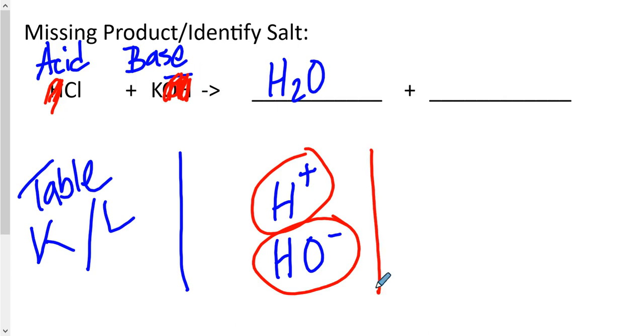That's how we form H2O. But what is the salt that we're missing? Look at the other elements that we're missing. We have K and we have Cl.